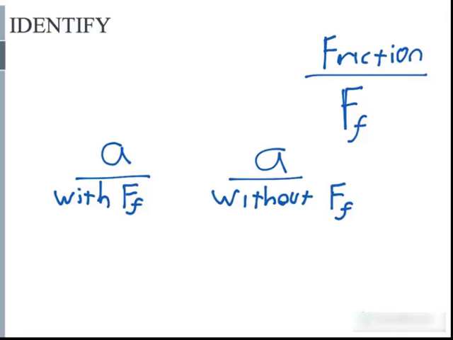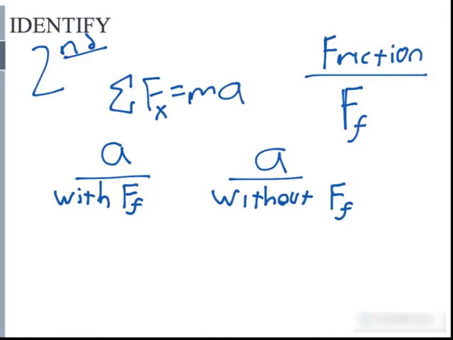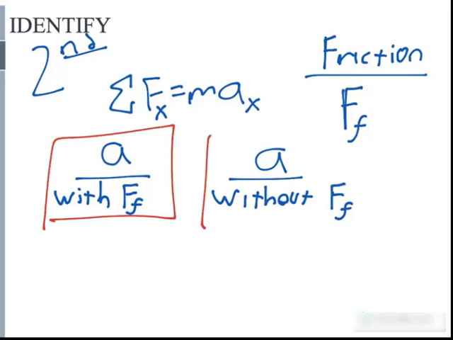So the concept we're going to be using is Newton's second law, which is simply F equals ma. And this is going to be the sum of the forces in a particular direction that we're going to be looking at. Now we weren't given any explicit values to plug in, but we were given what we're looking for. We're looking for the acceleration with and the acceleration without friction. So let's go ahead and set up this problem.